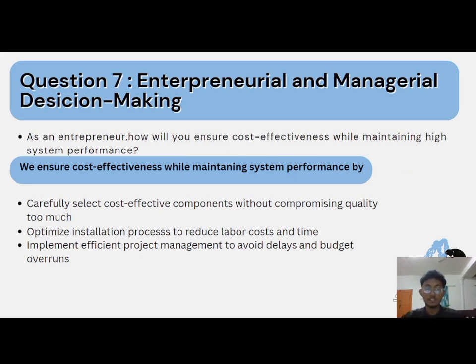We ensure cost effectiveness while maintaining system performance by carefully selecting cost effective components without compromising the quality of the fiber or the other components too much. The second one is we optimize the installation process to reduce labor costs and the time it takes. And the last one is to implement efficient project management to avoid delays and budget overruns.